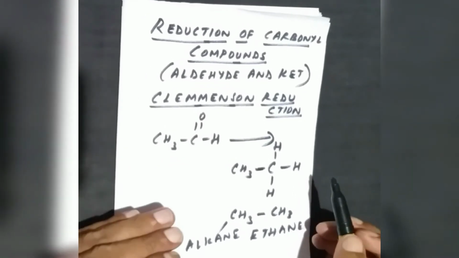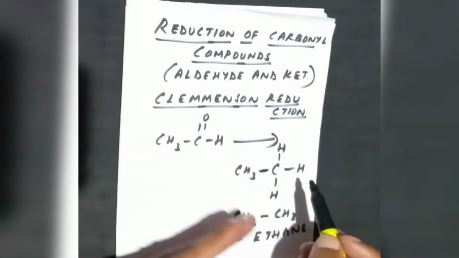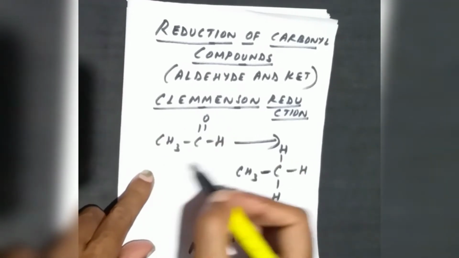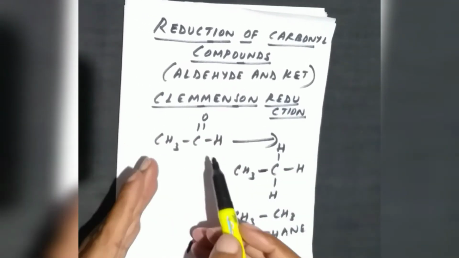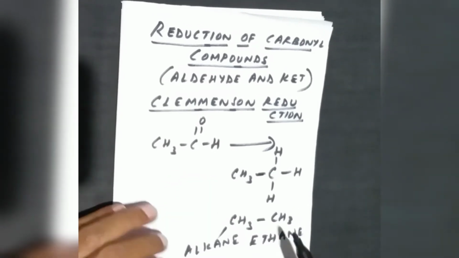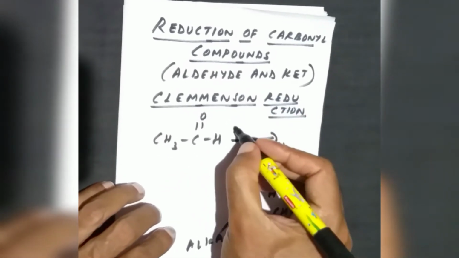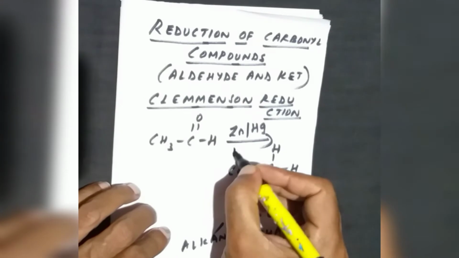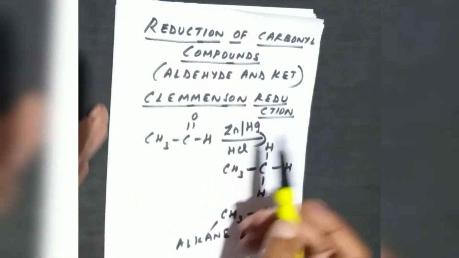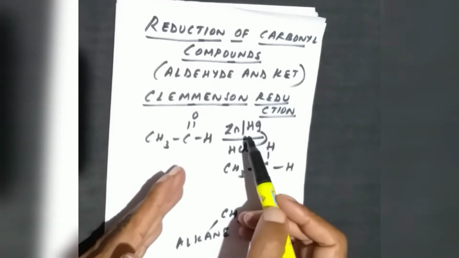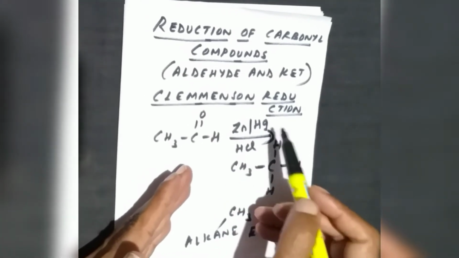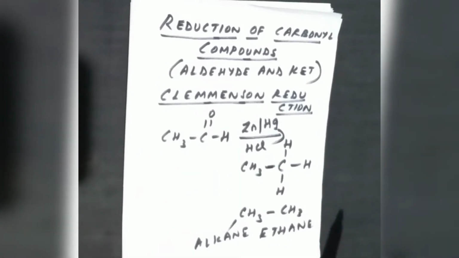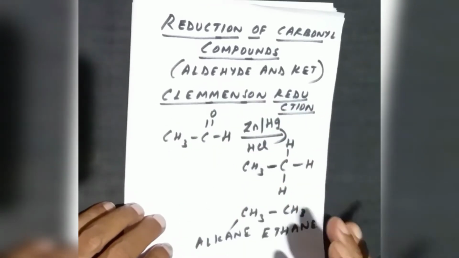The most important thing is that simply taking the aldehyde will not convert it to the alkane, so we have to add some reagents. If you take the aldehyde in a beaker and keep it as such, it will not be converted to ethane. The reagent used here is zinc and mercury, which we call zinc amalgam, and HCl. Clemmensen took the aldehyde and used zinc amalgam in the presence of an acid. Then the acetaldehyde was converted to the alkane, that is, ethane.